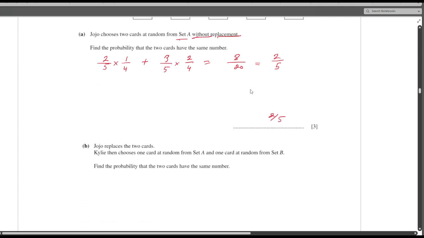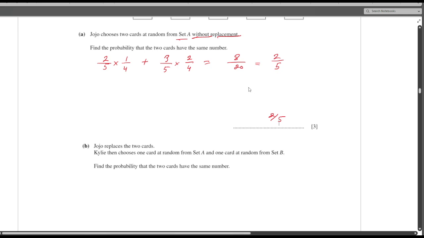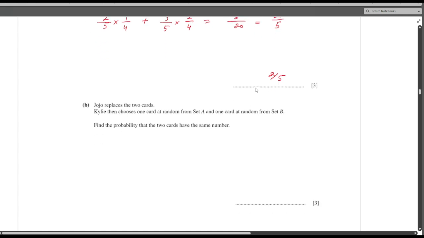Jojo replaces the 2 cards. Kelly then chooses 1 card at random from set A and 1 card at random from set B. Find the probability that the 2 cards have the same number. Now Jojo replaces the 2 cards, and Kelly then chooses 1 card at random from set A and 1 card from set B. Find the probability that the 2 cards have the same number.